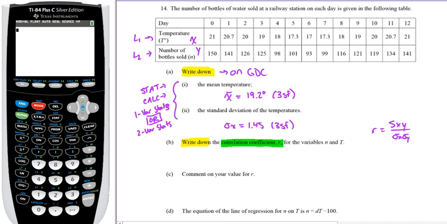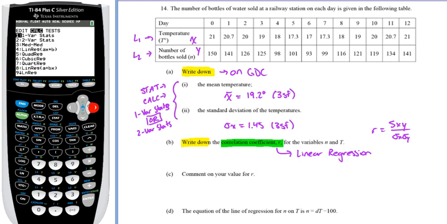So what we can do is use a linear regression on the calculator. And the linear regression will give us the R value and will help us answer the later question about the equation of the line of regression. So since we already had to find the mean and standard deviation, we've already entered our data. We don't have to do that again. We can just go to Stat, Calc, and this time, instead of picking one or two variable stats, we're going to pick option 4, which is LinReg. That means linear regression.